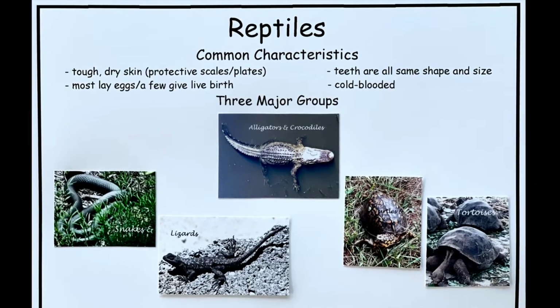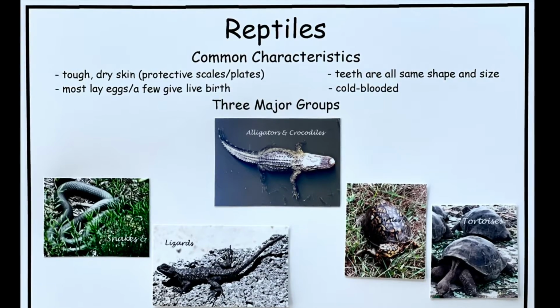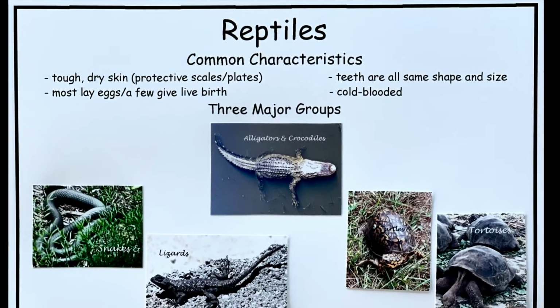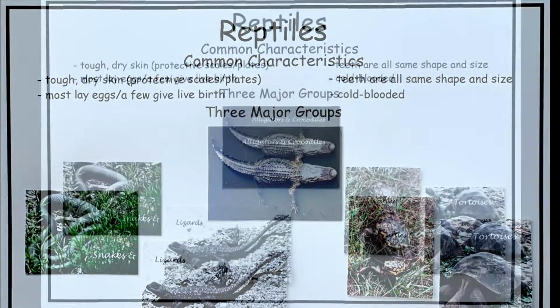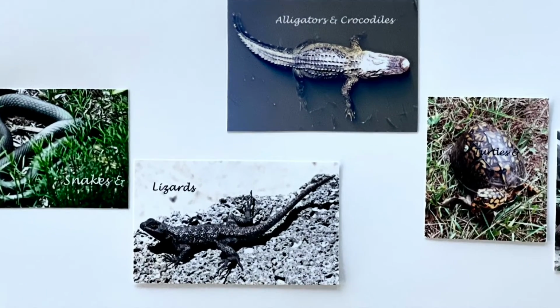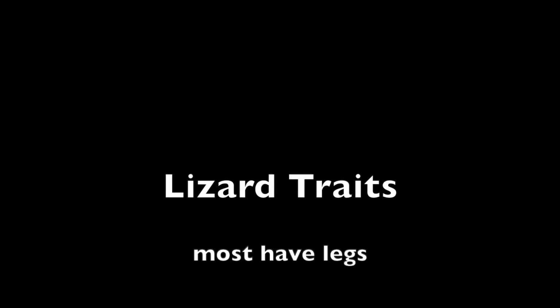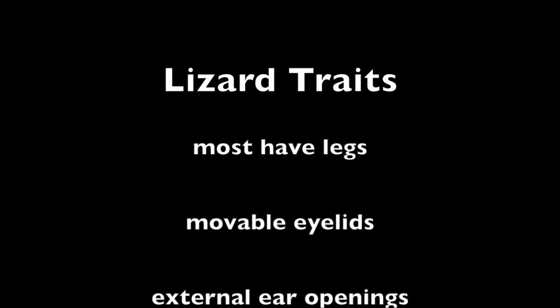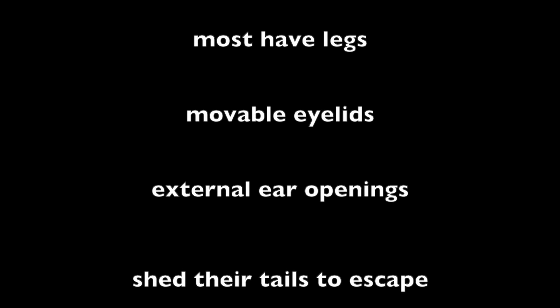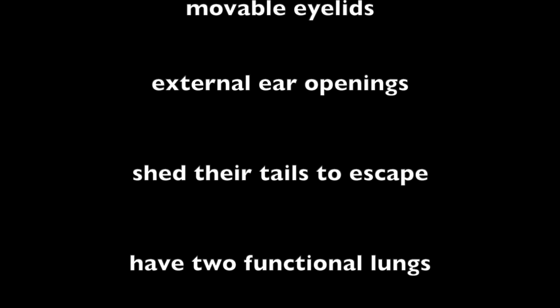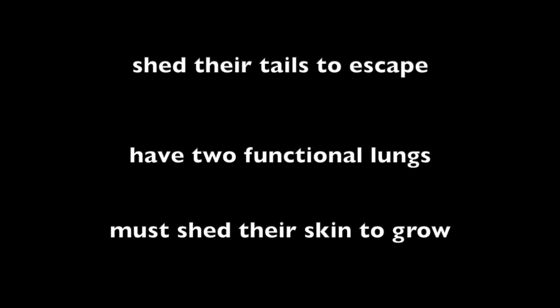So there are three major groups of reptiles. Those are the alligators and crocodiles, turtles and tortoises, snakes and lizards. And of course, we're concentrating on lizards here. They have common characteristics such as legs, most of them, movable eyelids, they can blink, external ear openings, and they shed their tails to escape danger. They have two functional lungs and most shed their skin to grow.